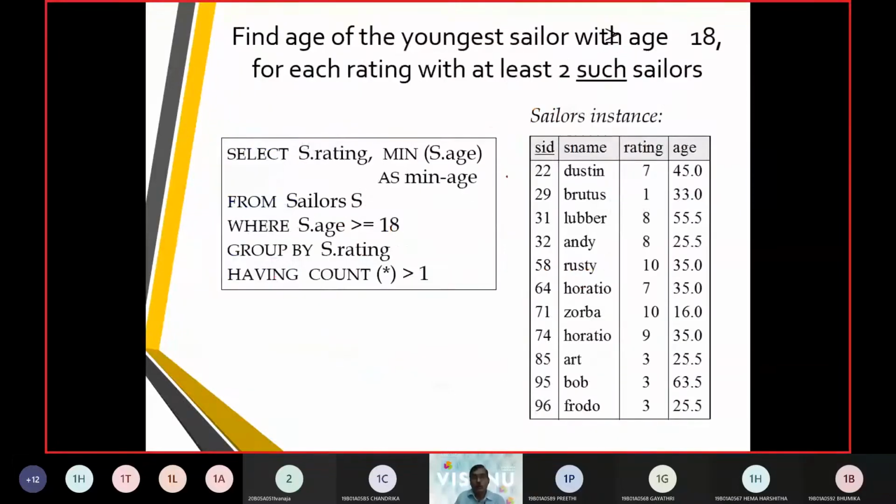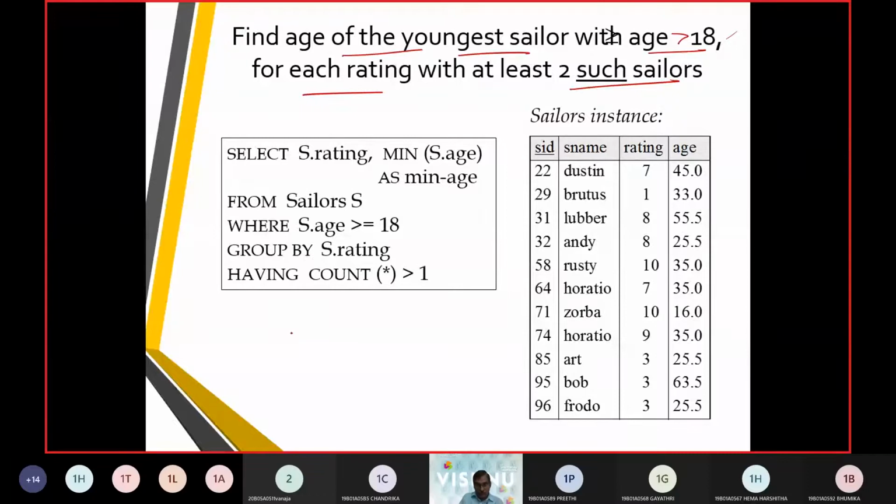Now, here is a query: find the age of the youngest sailor whose age is greater than 18, for each rating with at least 2 such sailors. The question is a little bit tricky, so let us reread it. Find the age of the youngest sailor with age greater than 18 for each rating with at least 2 such sailors. So what does this mean?